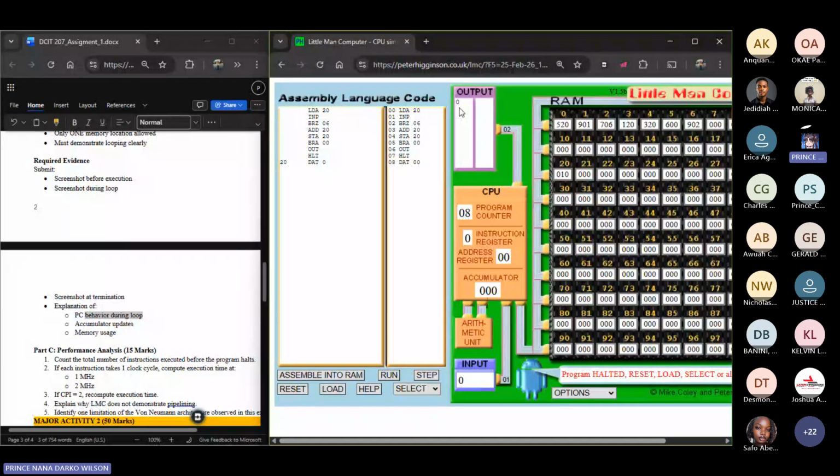Let's think creatively. Currently, we have all these instructions here. The load instruction. Yes. Someone has figured it out. Yes. You have to load 20 again.